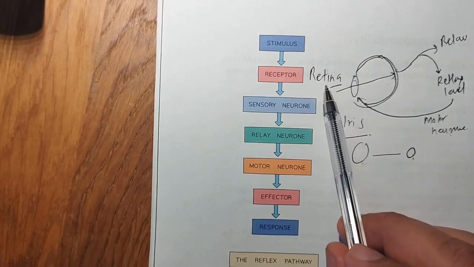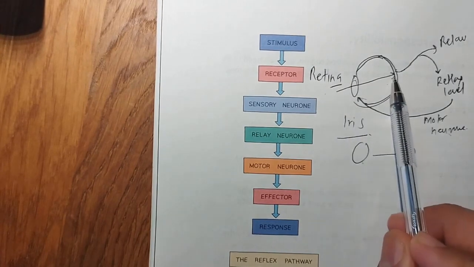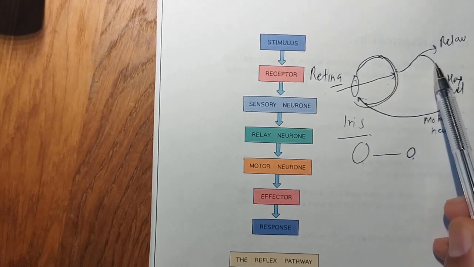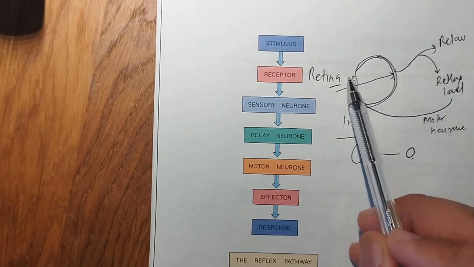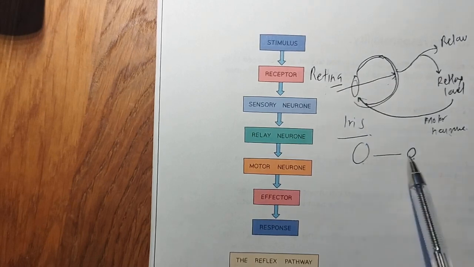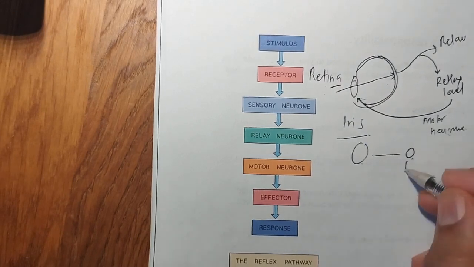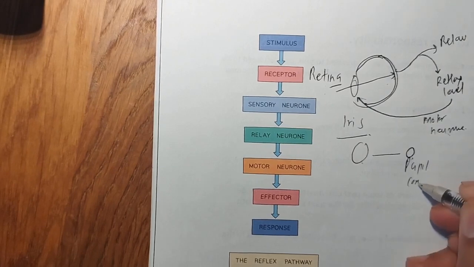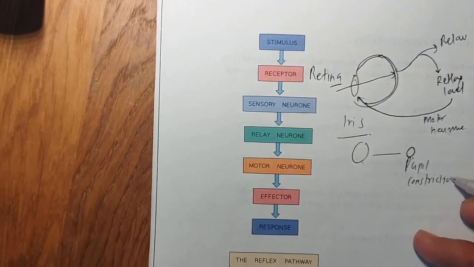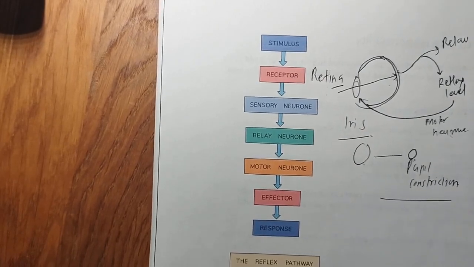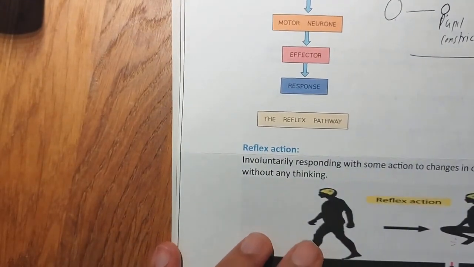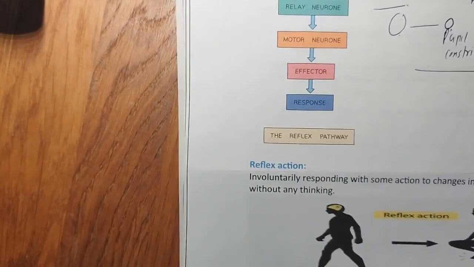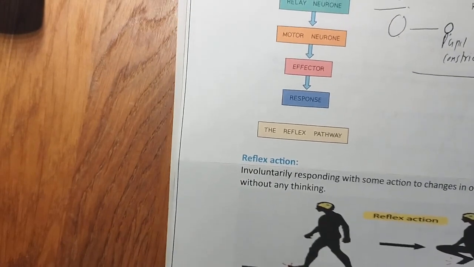So light is the stimulus that falls on the receptor, that is the retina. Then there is a sensory neuron, relay neuron, motor neuron, the effector is the iris, and the response is pupillary constriction. So this is the reflex pathway followed in the pupillary light reflex. That is the activity that has been described in your CBSE book.